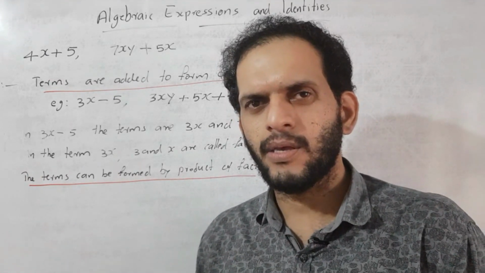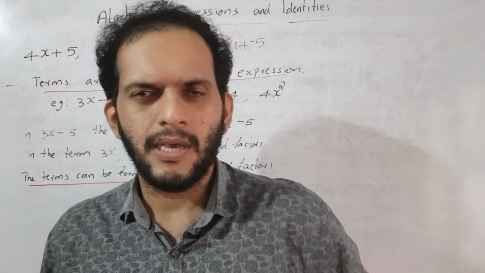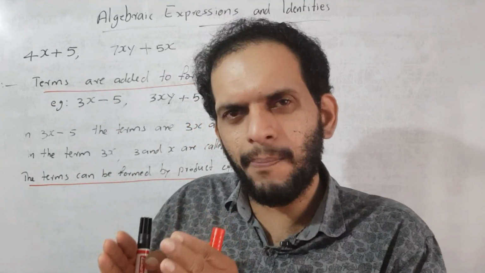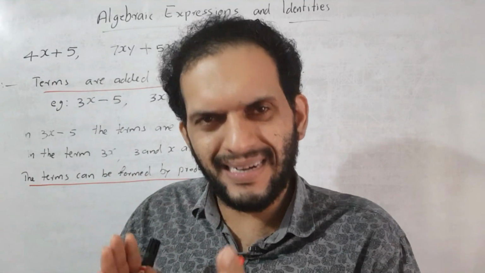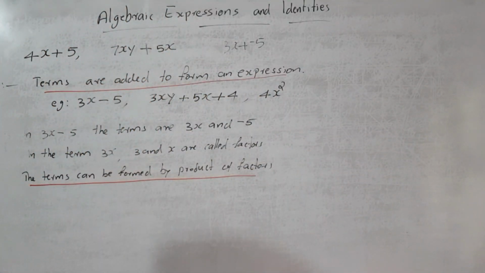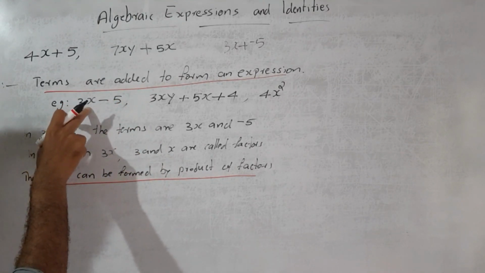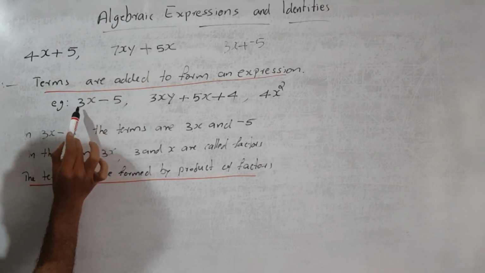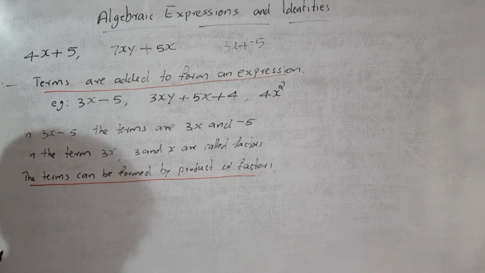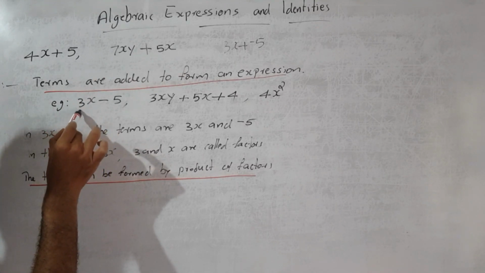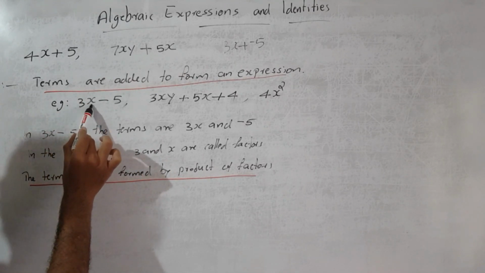Clear? Then I think you got the idea about terms and factors. If we add the terms, then expressions are formed. If we multiply the factors, then we get terms. Clear? Then in this expression 3x minus 5, in the term 3x, we multiply a number with the variable x, correct? So the number is called the coefficient of x.